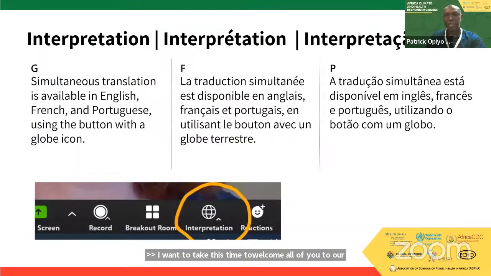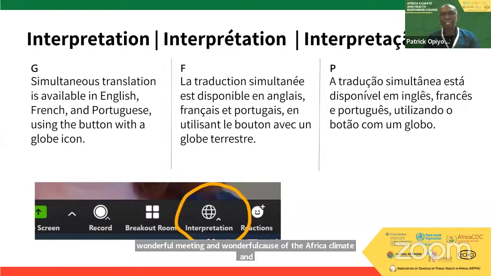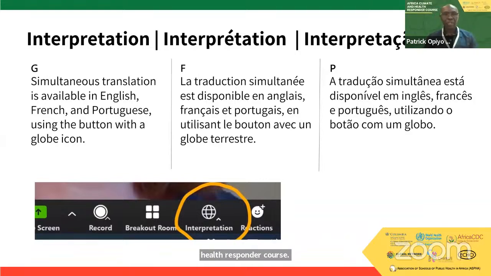And so just to remind you a little bit, we are actually translating every session. There's going to be a simultaneous translation, and we have different languages, including English, French, and Portuguese. You can use the button that has been circled in my slide. If you are using Zoom, you will definitely see the interpretation button below the Zoom. And so you can select the language of preference.